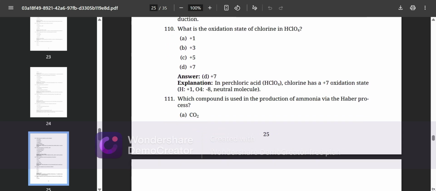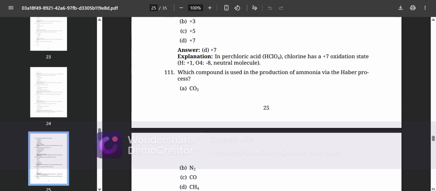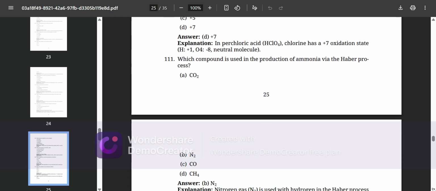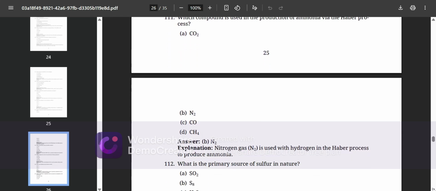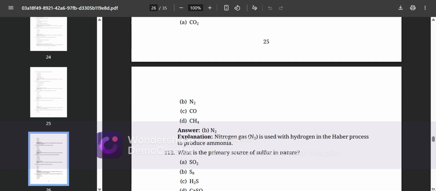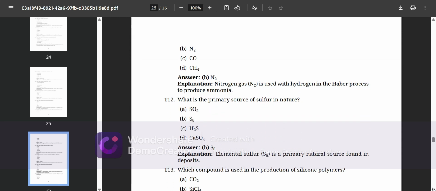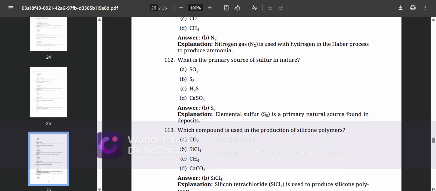Which compound is used in the production of ammonia via the Haber process? Nitrogen gas N2 is used with hydrogen in the Haber process to produce ammonia. What is the primary source of sulfur in nature? S8. Elemental sulfur is a primary natural source found in deposits.